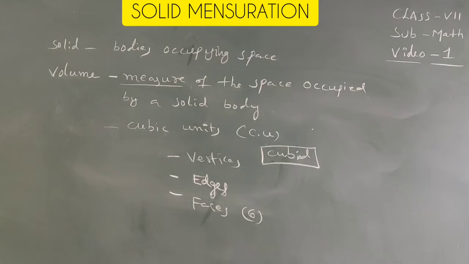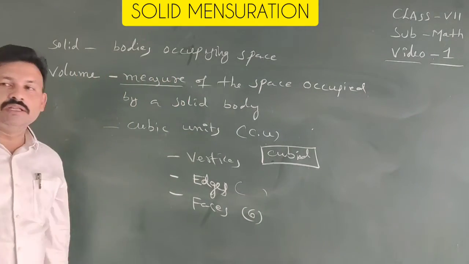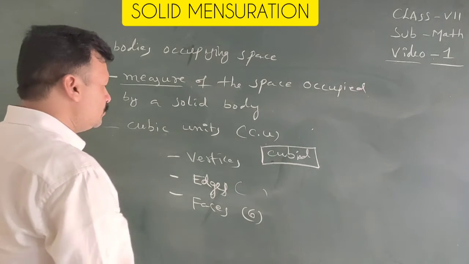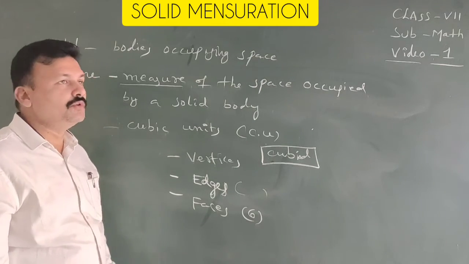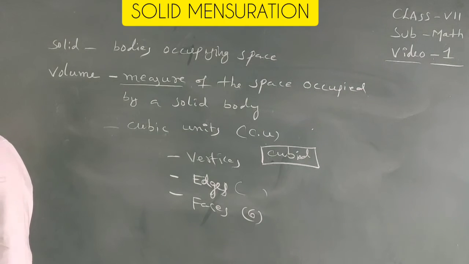Next, how many edges does it have? Where two faces meet, that is called an edge. Here, where the two faces meet, if you consider this room, the room has three colors: yellow, blue, and white.